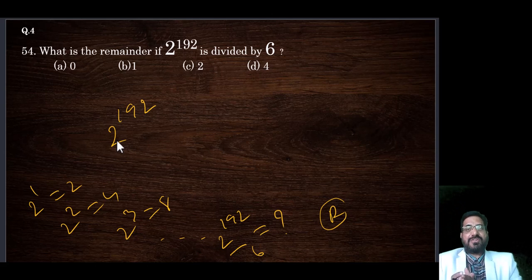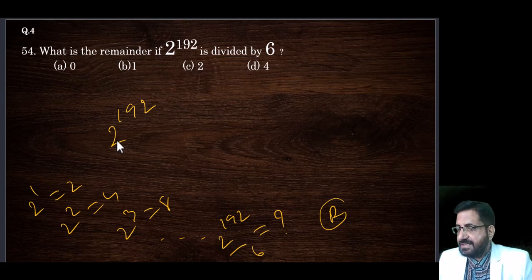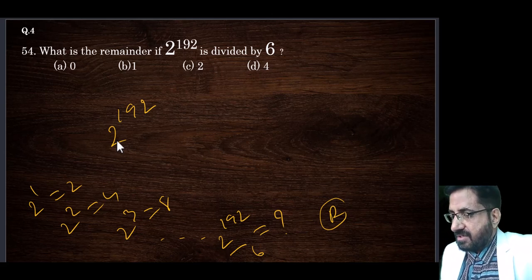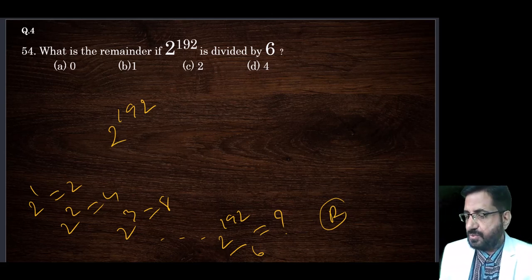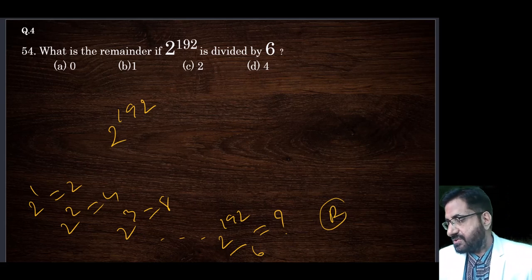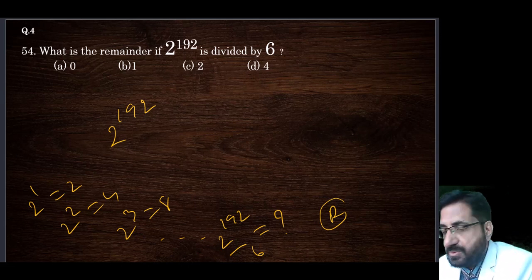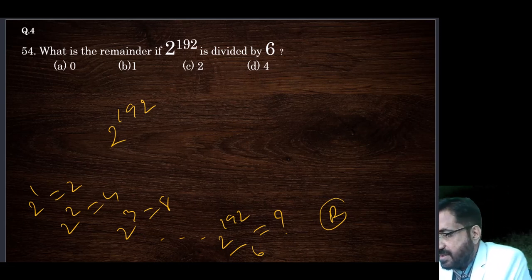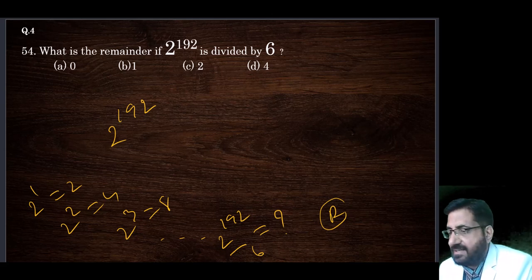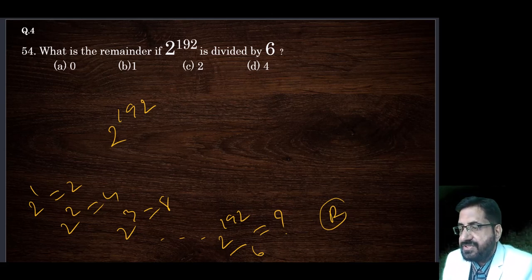So this problem is also on remainder. See, first problems were on prime numbers, odd and even numbers, and here again remainder. So how to do this? For this you have to find the pattern. See, these are all called powers of 2. 2 raised to 1, 2 raised to 2, 2 raised to 3, 2 raised to 192. These are all powers of 2. So when you divide the powers of 2 with 6, what you will get?